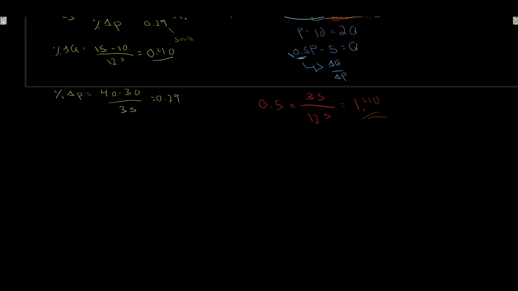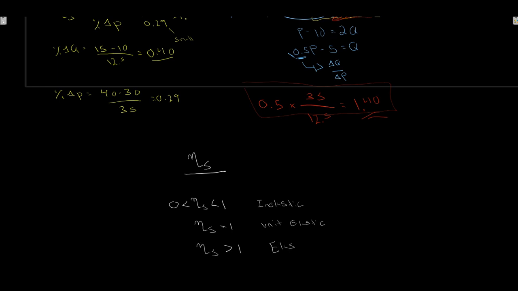Okay. Like I said before, we were also going to go through this method of calculation. What we can also take a look at is our table of the potential values of elasticity of supply and how we can interpret them. So again, 0 to 1 is going to be inelastic. An elasticity of supply equal to 1 is unit elastic, and an elasticity of supply greater than 1 is elastic.